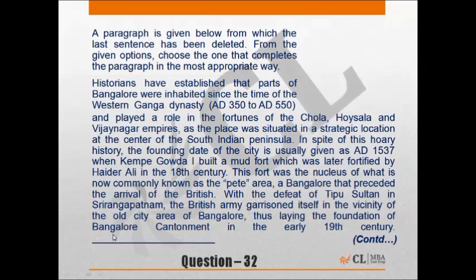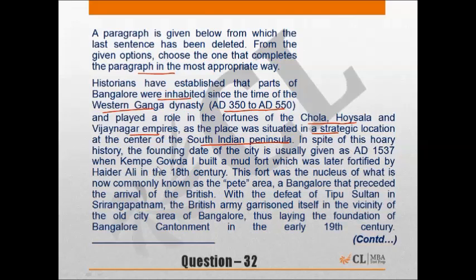Question 32. Another question of para completion. Choose the one that completes the paragraph in the most appropriate way. Historians have established that parts of Bangalore were inhabited since the Western Ganga dynasty, which is AD 350 to 550, and played a role in the fortunes of Chola, Hoysala and Vijayanagar empires. As the place was situated in a strategic location at the center of South Indian peninsula.